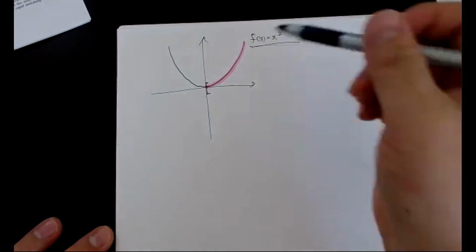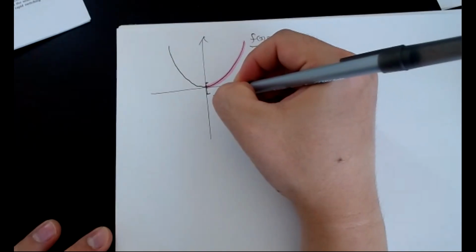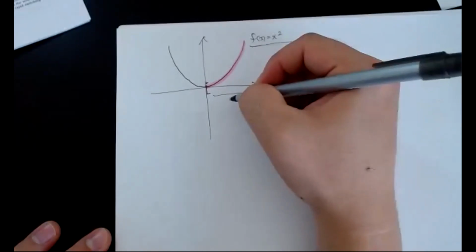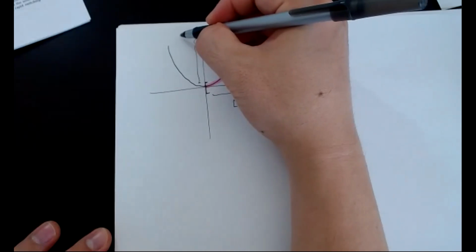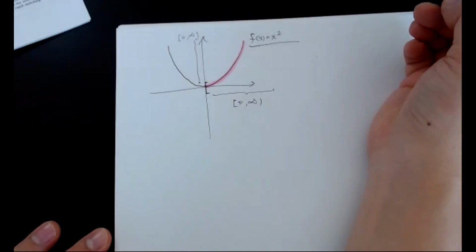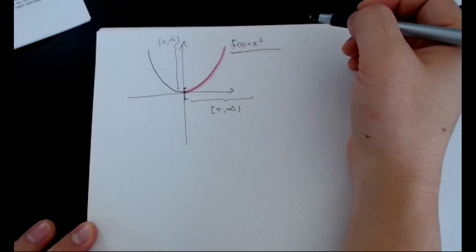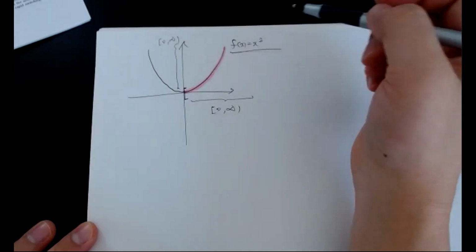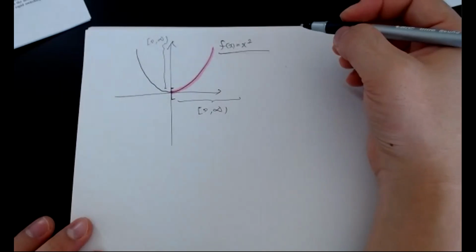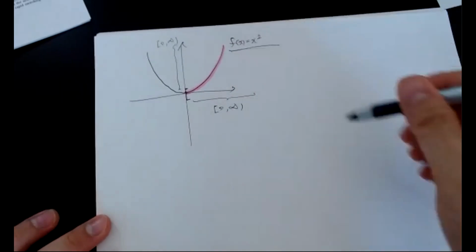So here's the domain. We restrict the domain from negative infinity to infinity down to just 0 to infinity. And the range is 0 to infinity, okay? Then this function is going to be a one-to-one function. Why? Just draw a horizontal line. The horizontal line just crosses the graph once, right? Then the inverse function is actually this.